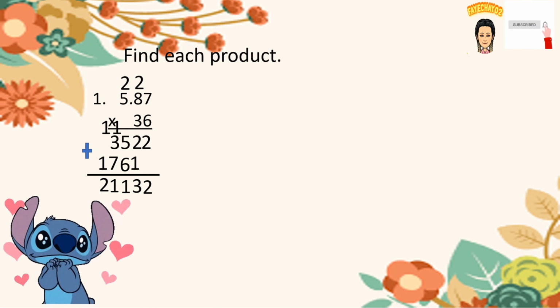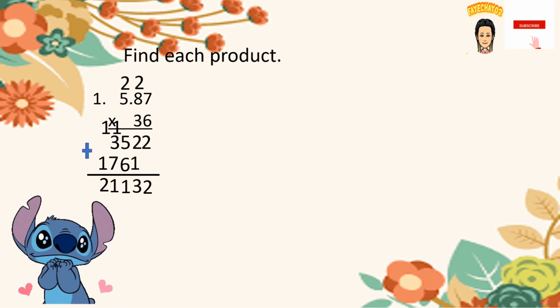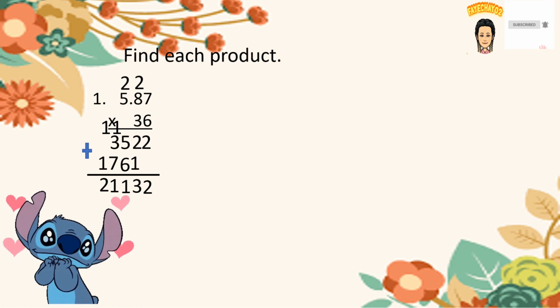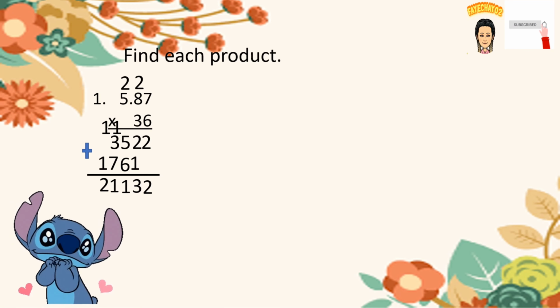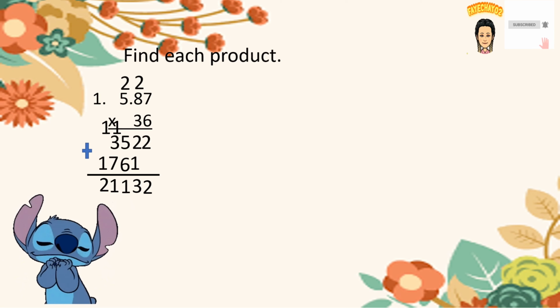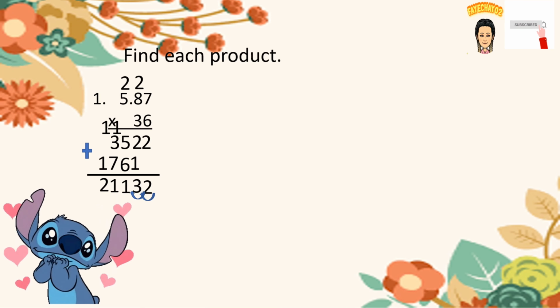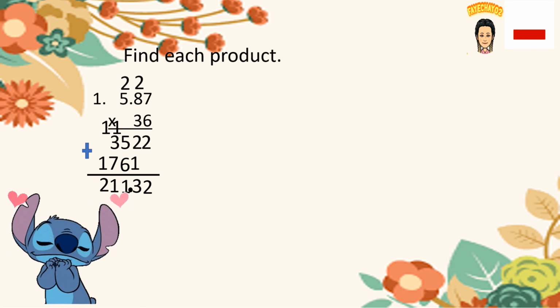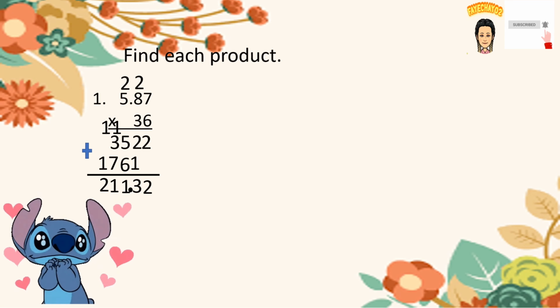Since we have 2 decimal places in our factors, we need 2 decimal places, or we will move 2 decimal places from the right of the product. So we have 1 and 2. So we will put the decimal point between 1 and 3. The product is 211.32.